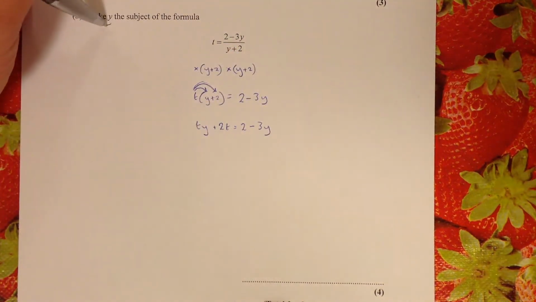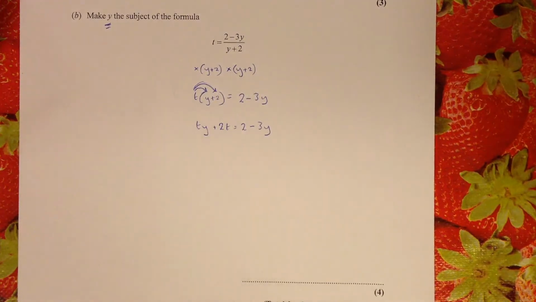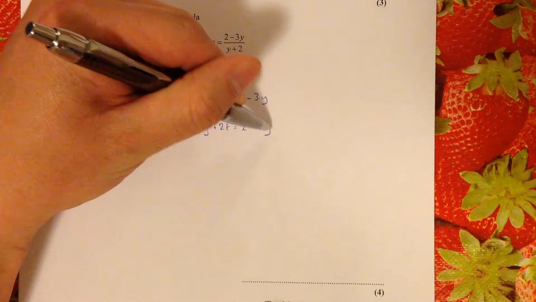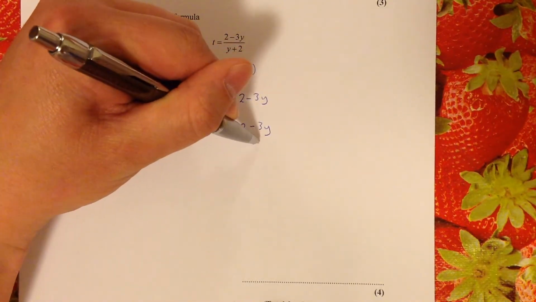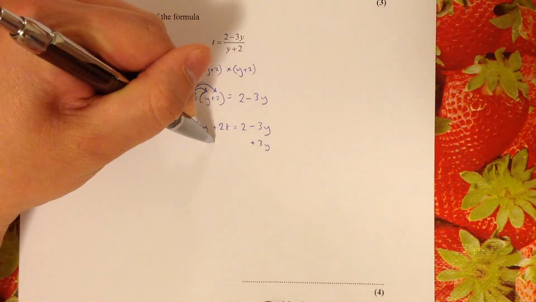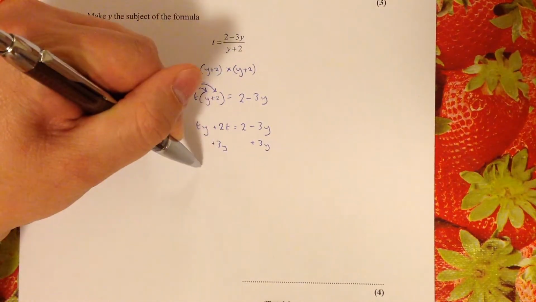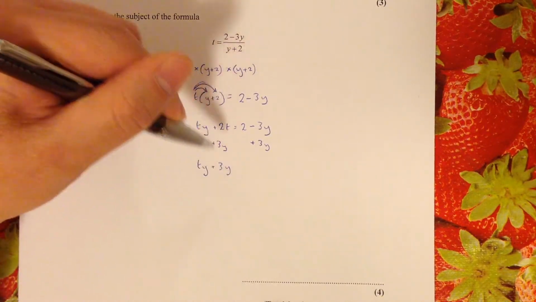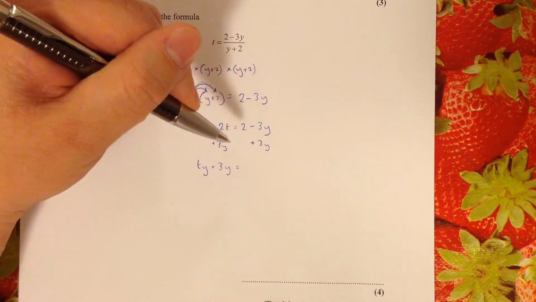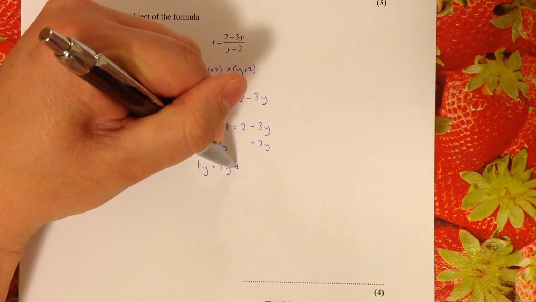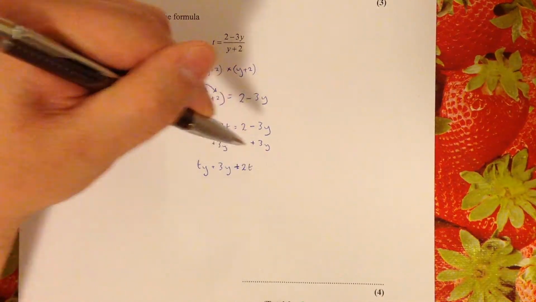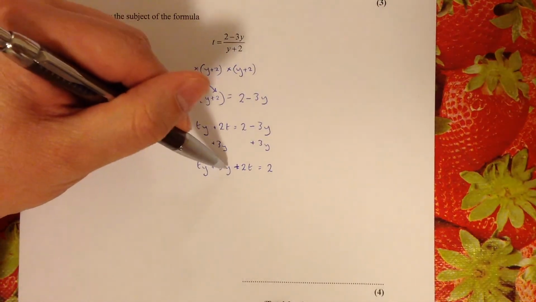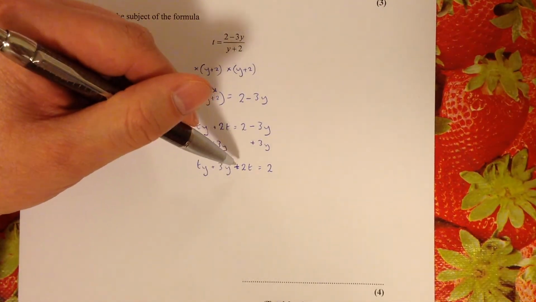The key now to make y the subject of the formula means that we need y on just one side of the equation. So I'm going to move this minus 3y, and to move it I'm going to have to add 3y, and I'm going to do that to both sides of the equation. So I now have ty plus 3y, plus 2t, because we haven't done anything with that yet, is equal to 2.